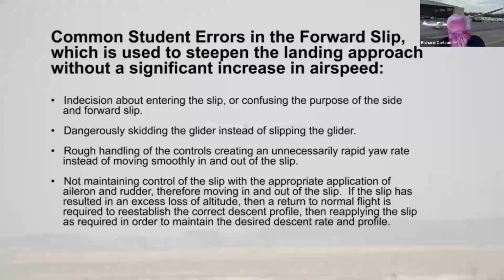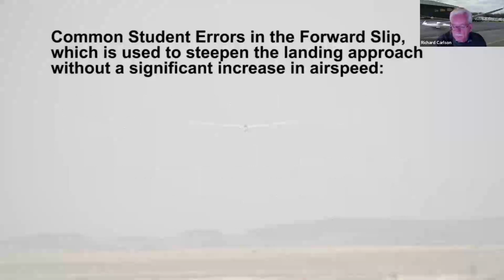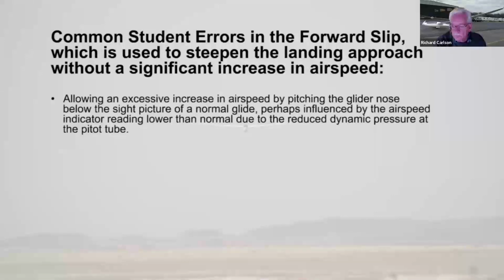If the slip has resulted in an excess loss of altitude, then a return to normal flight is required to reestablish the correct descent profile, then reapplying the slip as required in order to maintain the desired descent rate and profile. Allowing an excessive increase in airspeed by pitching the glider nose below the sight picture of a normal glide, perhaps influenced by the airspeed indicator reading lower than normal due to the reduced dynamic pressure at the pitot tube.